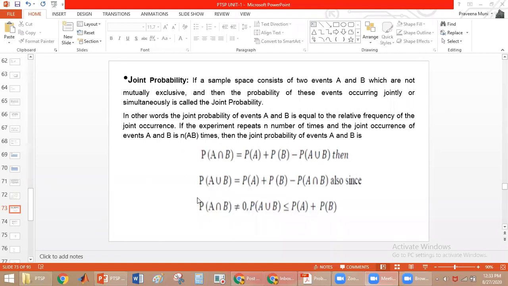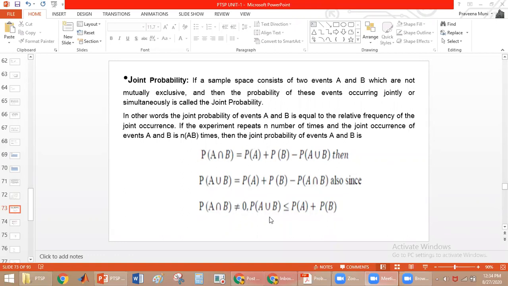If A intersection B is not equal to 0, these two are not mutually exclusive. If it is equal to 0, these two are mutually exclusive. If it is not equal to 0, what is probability of A union B? A union B will have a value less than or equal to probability of A plus probability of B. Similarly, if events A and B are mutually exclusive, then there will be no common elements between A and B.